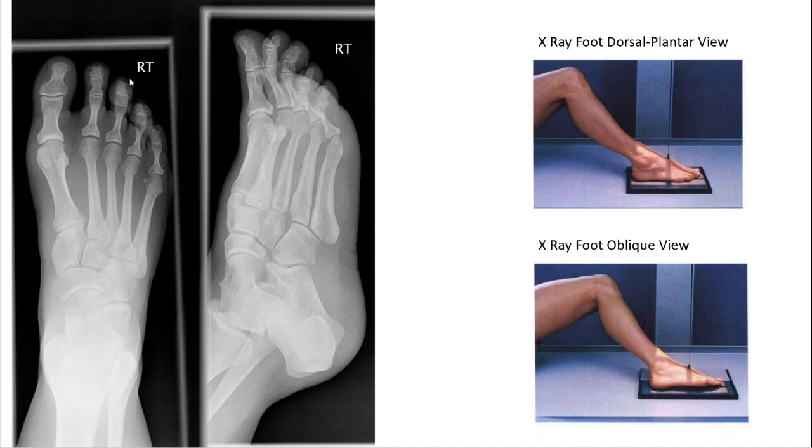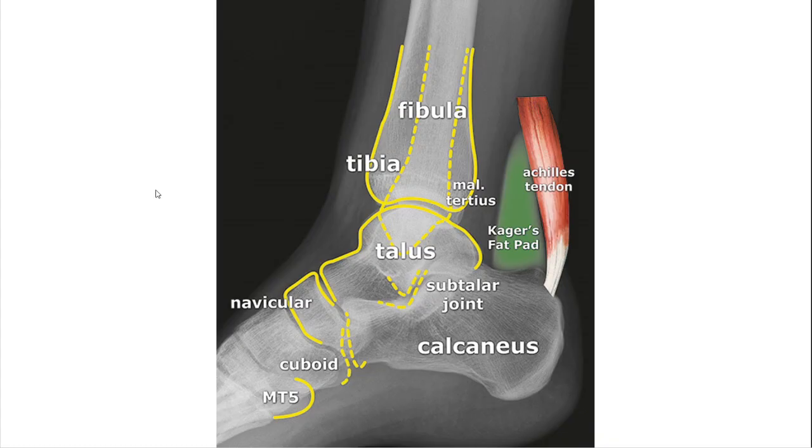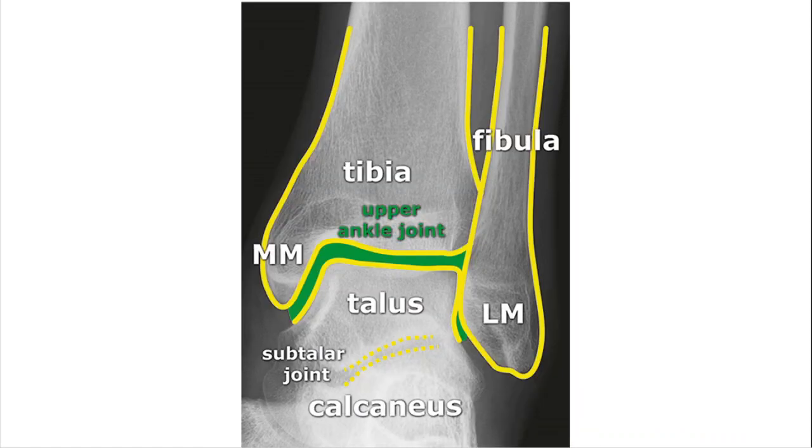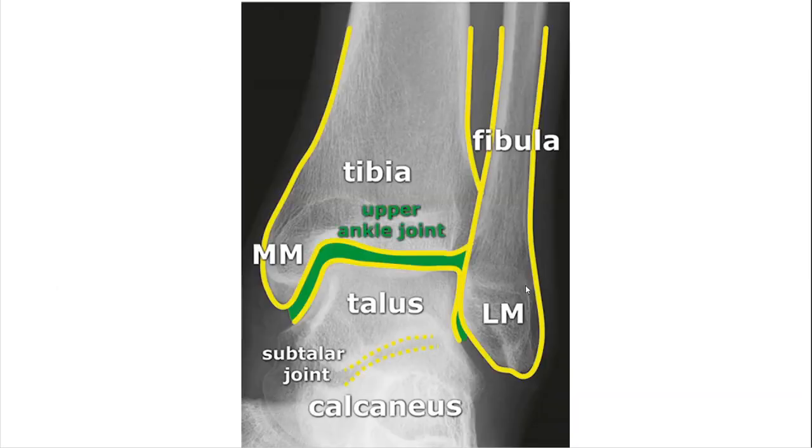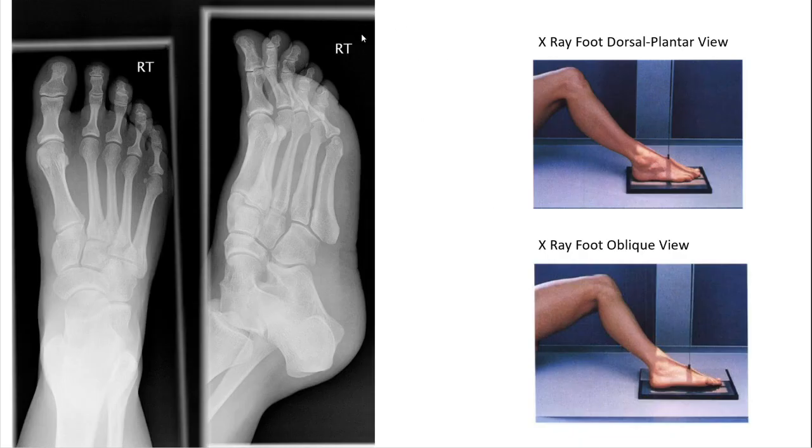And now, because it is written here RT meaning right, we know that these are X-rays of the right foot. Here nothing is mentioned. We cannot comment if this is an X-ray of the left or the right ankle region. In these ones also we cannot comment. So we need this written on the X-ray to comment on which side of the patient it belongs to.